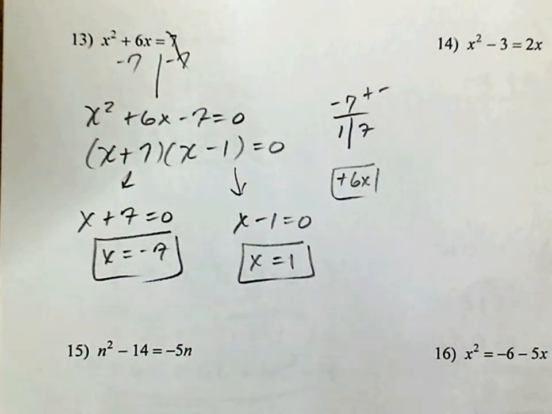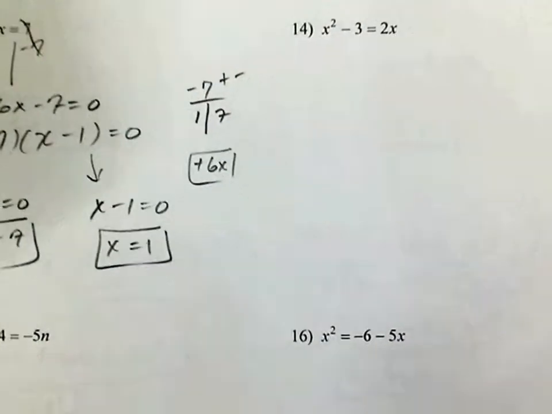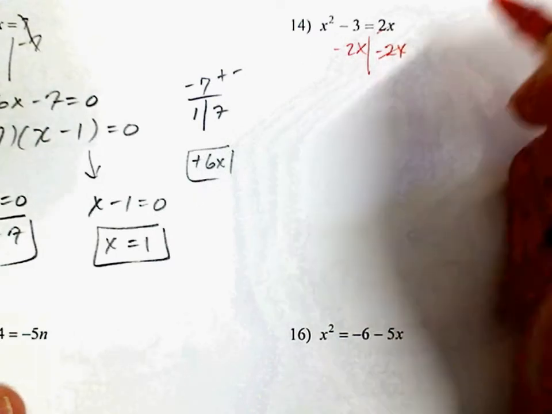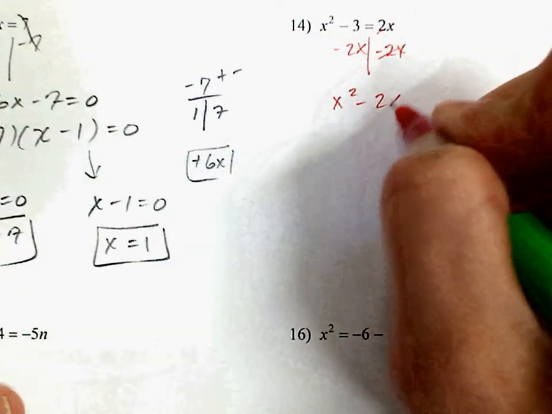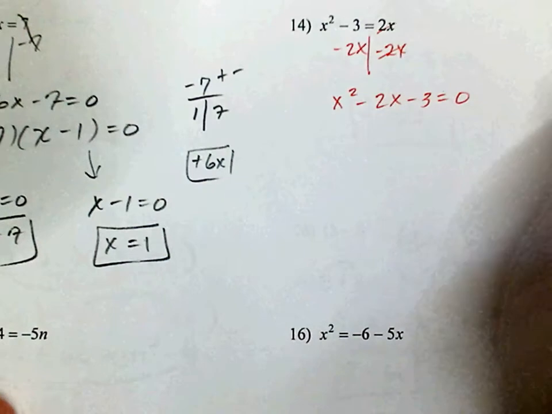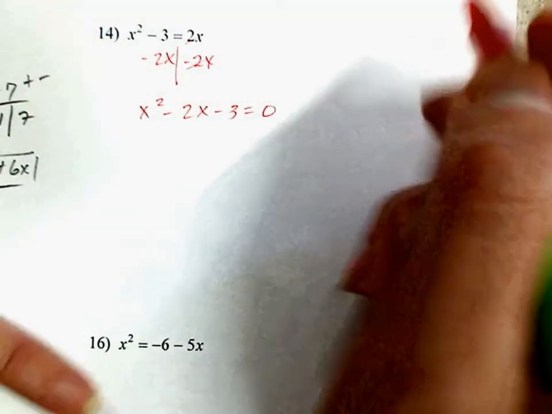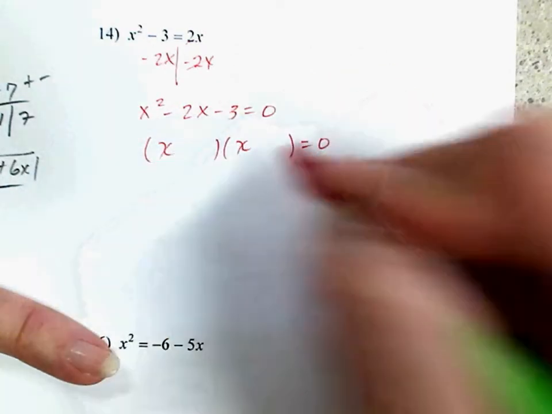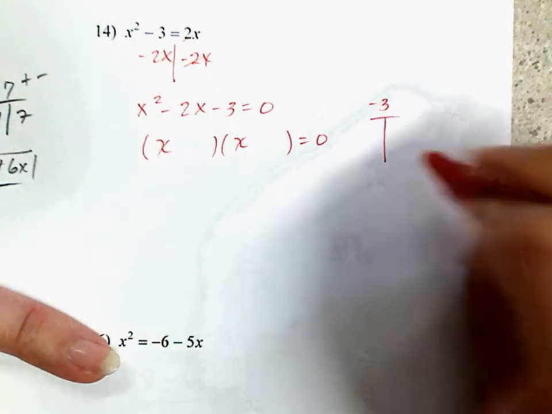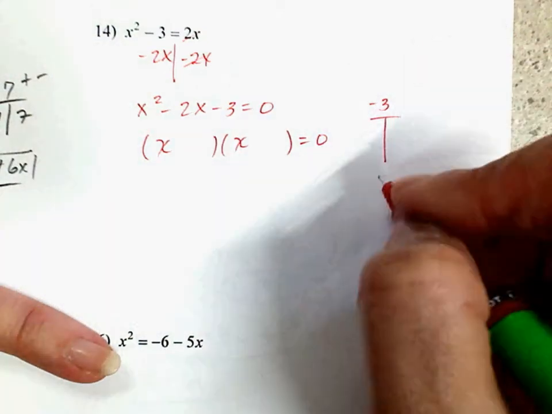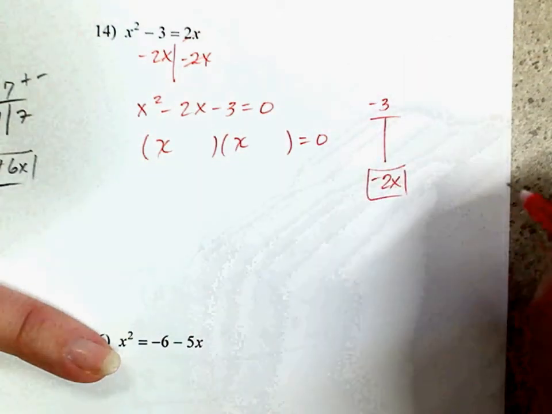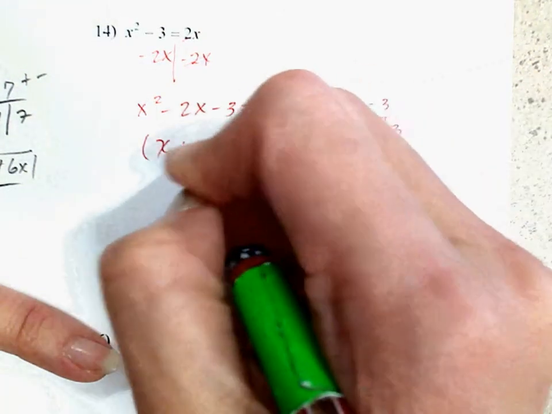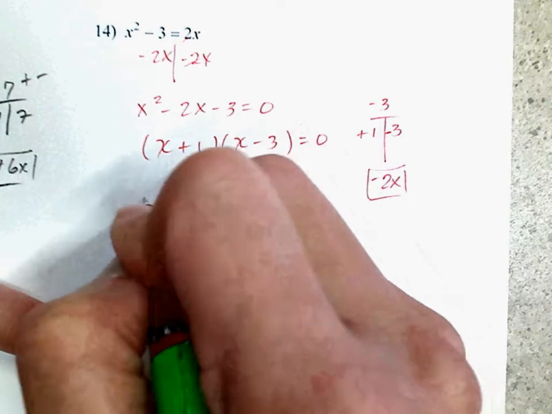All right, number 14. Here we go. Minus 2x, minus 2x. X squared minus 2x minus 3 is equal to 0. Let's do two sets of parentheses. Factors of x squared, x and x. Numbers that multiply to give you a negative 3, and subtract to give you negative 2x. 1 and 3. 3 is negative, 1 is positive. Plus 1, minus 3. Set that equal to 0.